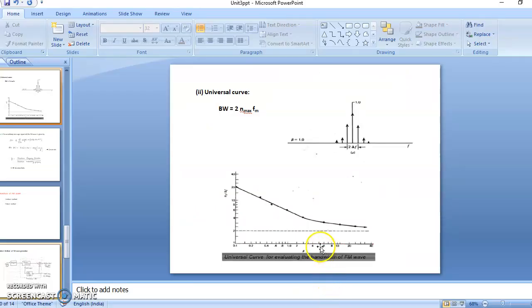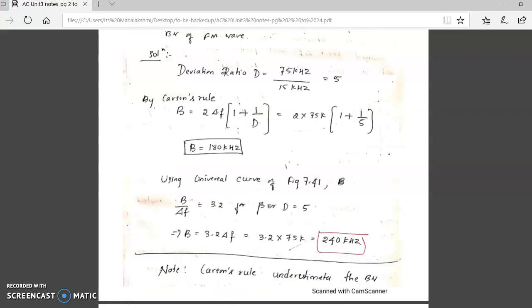Look at this. For 5 as beta, what is the value of B by delta f? Here you have to pick the exact value. That is nothing but 3.2. To do this problem in this way, you need to have that universal curve. Otherwise, you cannot find this. So for beta equals 5, you have B by delta f equal to 3.2. Then the bandwidth will be equal to 3.2 into delta f. Delta f is known. If you substitute for delta f, you will get 240 kilohertz.